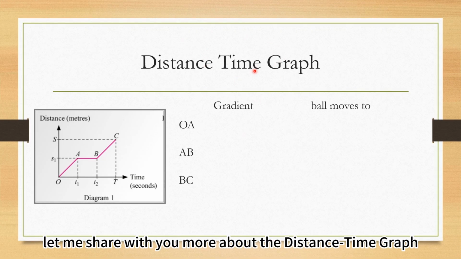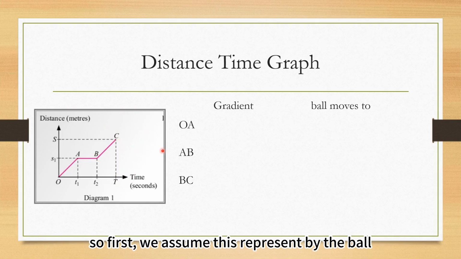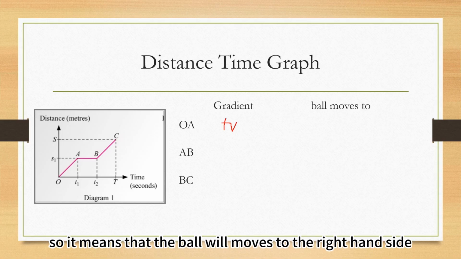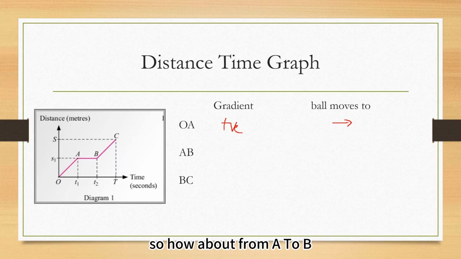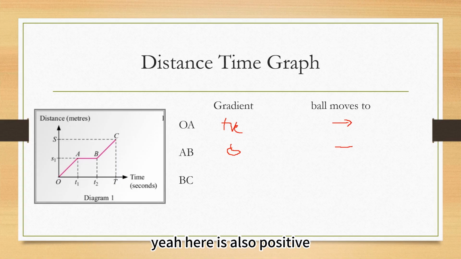Before we go to example 2, let me share with you more about the distance-time graph. This is one example of a distance-time graph. First, we assume this is represented by a ball. You can see from O to A, the gradient is positive, so it means the ball will move to the right-hand side. How about from A to B? The gradient is 0. It means the ball does not move, it just stays there. How about from B to C? Here it is also positive, and the ball will also move to the right-hand side.